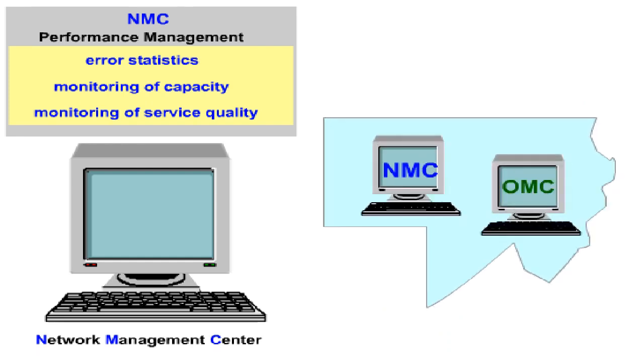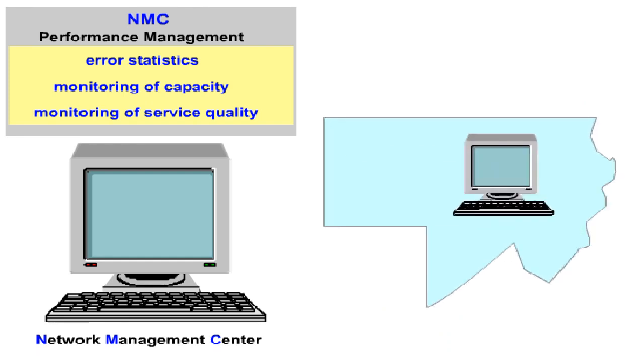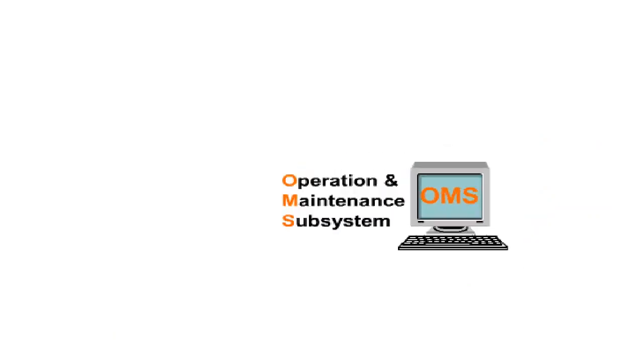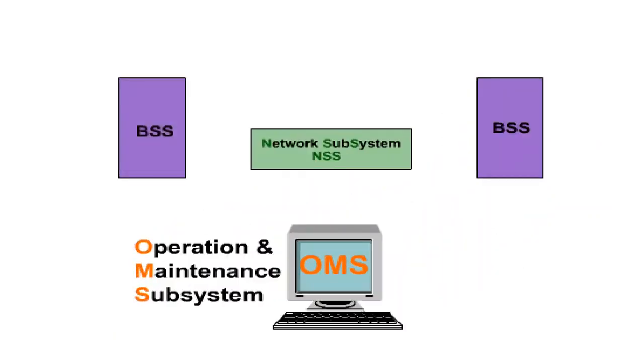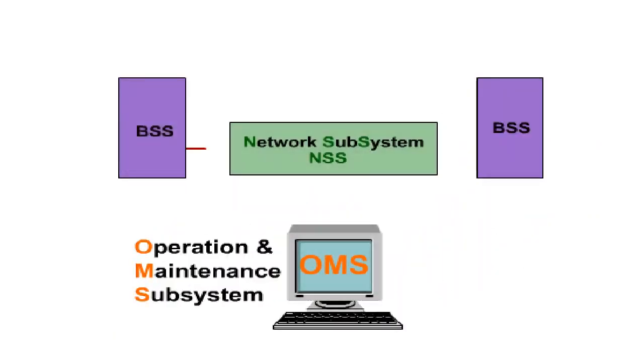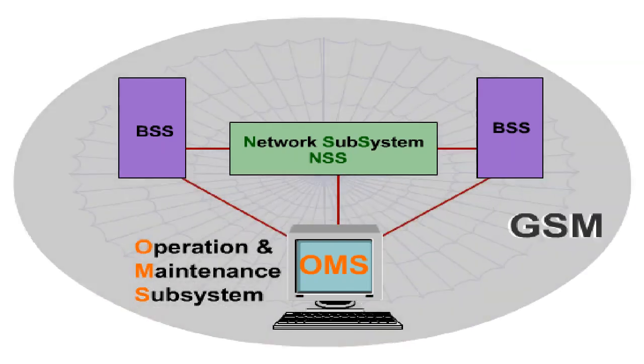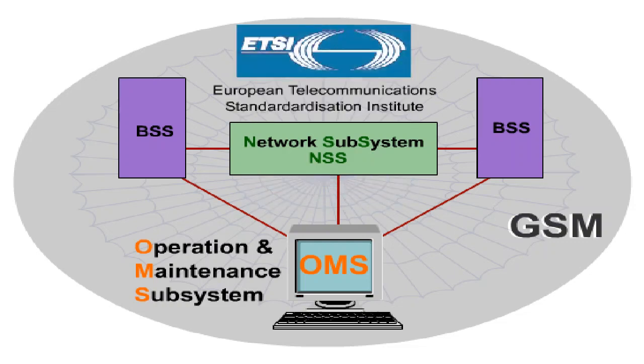All NMC and OMC of a certain defined geographical area form the third subsystem, the Operation and Maintenance Subsystem, or OMS. The three subsystems BSS, NSS and OMS are vital for the operation of a GSM network. The interfaces within and between the subsystems are mostly specified by the ETSI.